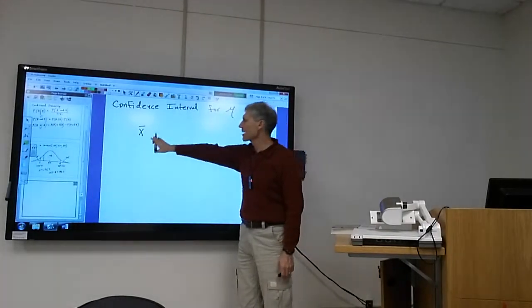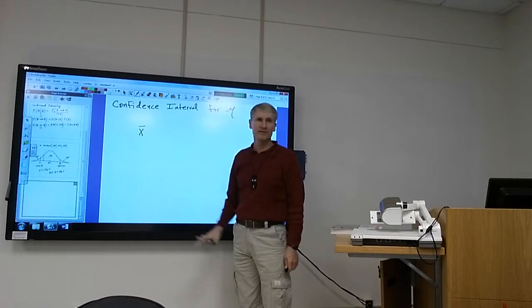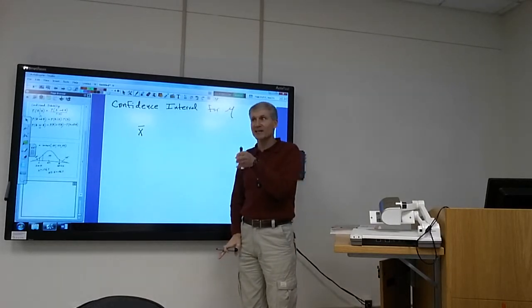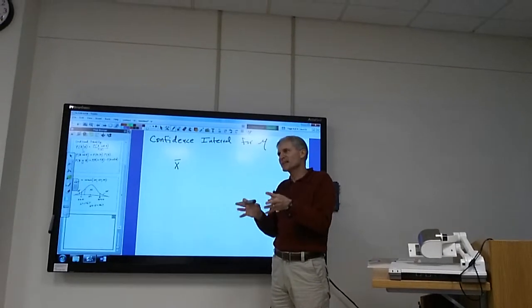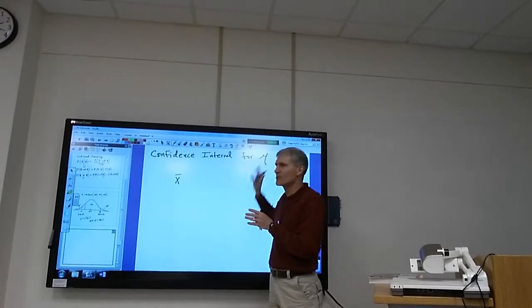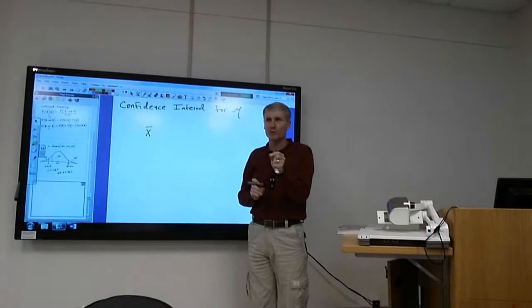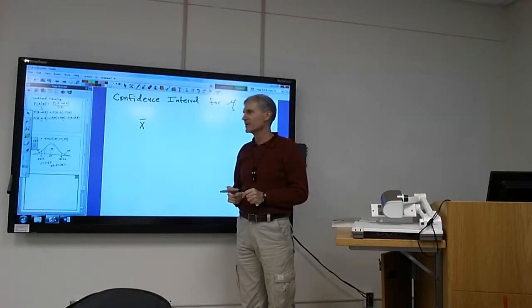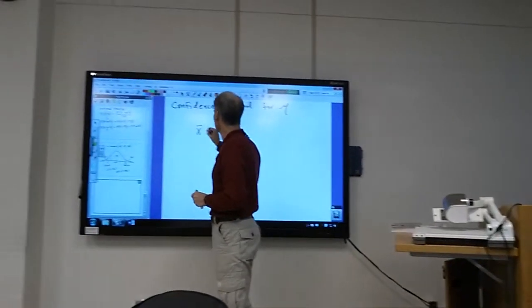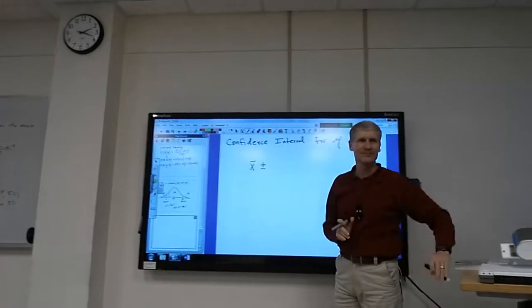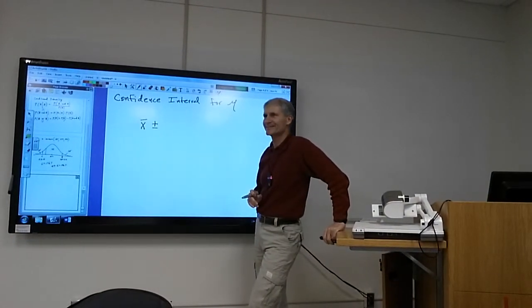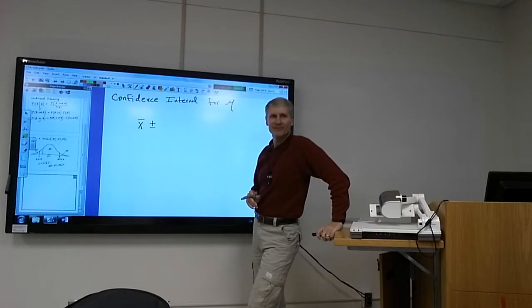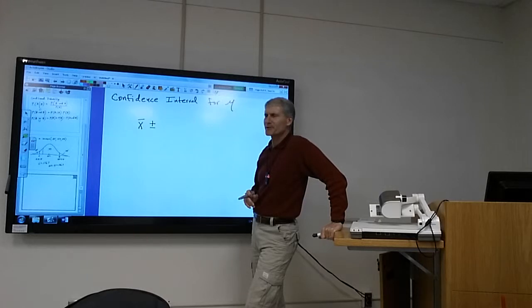We're going to use the sample mean to make inference about the population mean. So I take the sample mean as my best estimate. But I know it isn't going to be exactly right. Right? I know that the mean from my sample isn't going to get the population mean exactly right to 1,000,000 decimal places. So I add and subtract a fudge factor. That's what engineers call it. Statisticians call it margin of error. Right? The margin of error.